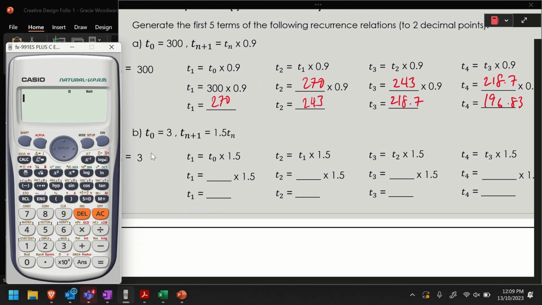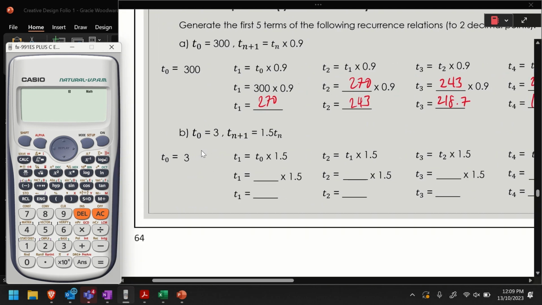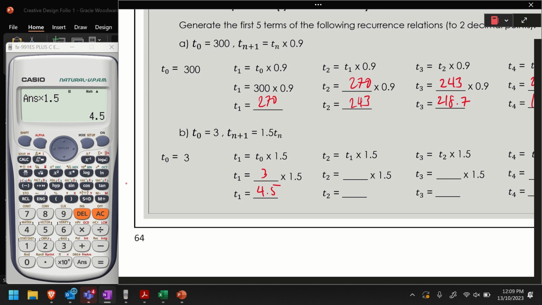So, question B. Can anyone tell me what's the starting number here? 3. And then what are you multiplying by to get the next number, Esteban? Very good. So on my calculator, you're just going to write the number 3 first. Press equals. And then you're going to go times 1.5 to get the next number. So T1 is 4.5. Oh, sorry. 3 times 1.5, which is 4.5. And then to get T2, you're going to use 4.5 on your calculator.